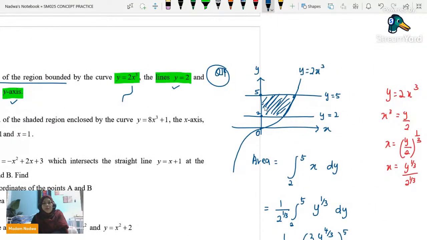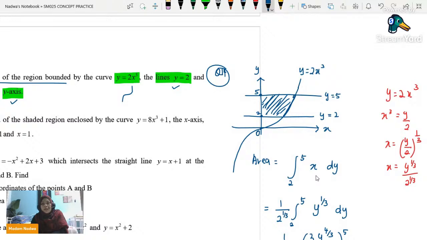So kenapa penting untuk kita sketch graph? So that we can find the formula for the area. So limitnya daripada 2 sampai 5. Okay, formula dia mesti x, sebab kita nak with respect to y, sebab kita pakai limit y tadi. Okay, then with respect to y lah of course.